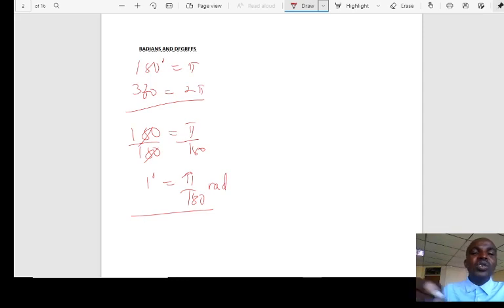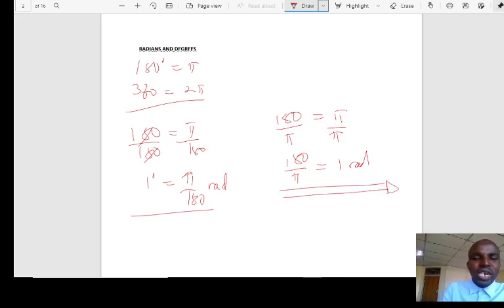Then what about radians to degrees? If we can say 180 is equal to pi, then you divide by pi. It means 1 radian, 1 rad will be equal to 180 over pi degrees. Take note of that. So what it means from these two results is that if you want to convert a number from radians to degrees, you multiply by 180 over pi. Then the same rule applies if you want to convert a number from degrees to radians, you multiply by pi over 180. Just as simple as that.